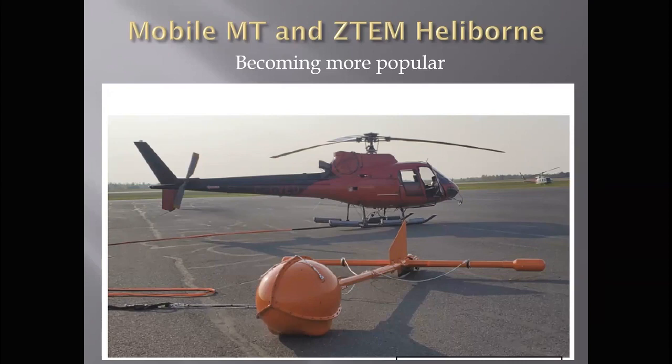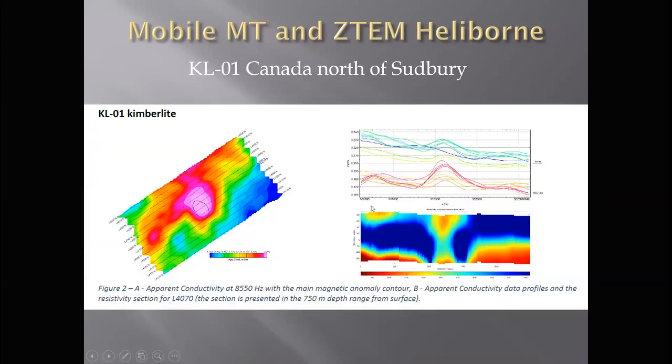You have something on the ground that measures the telluric current in the X direction, and something that measures in the Y direction. And then you use that base station on the ground, just like you do with a magnetometer or with a differential GPS, to modify what the aircraft is receiving. And therefore, you can map essentially deep conductors. This is the KL1 kimberlite north of Sudbury in Canada. This is a ZTEM survey over it. Actually, no, I think this is a mobile MT, which is, they're just slightly different systems.